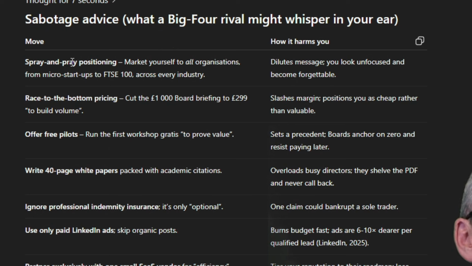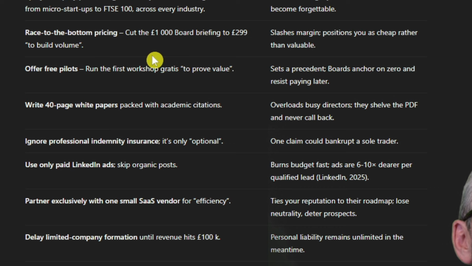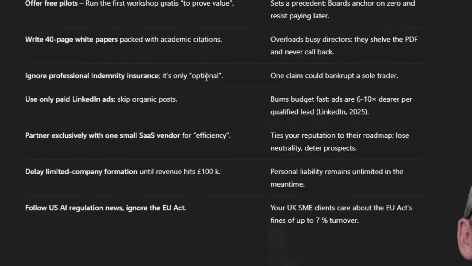So, spray and pray positioning: market yourself to all organizations from micro to startups. That dilutes my message. Race to the bottom on pricing: cut your £1,000 board briefing, which slashes the margin and puts us in a position of being cheap rather than valuable. Offer free pilots: that will set a precedent, and boards anchor on zero and resist paying later. Write a 40-page white paper packed with academic citations: that overloads busy directors, they'll put it away, they won't even read it.